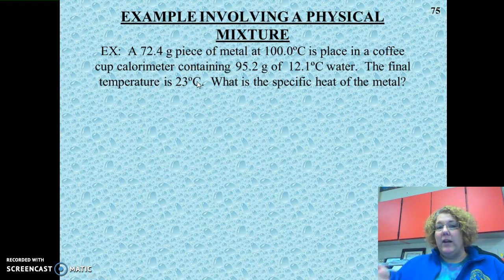So the final temperature here of 23 degrees is the final temperature of both the water and the metal. Remember that. They come to an equilibrium here. The metal loses heat, and the water gains that heat until they are equal, and that ends up being at 23 degrees. From this data, we can figure out the specific heat of the metal.